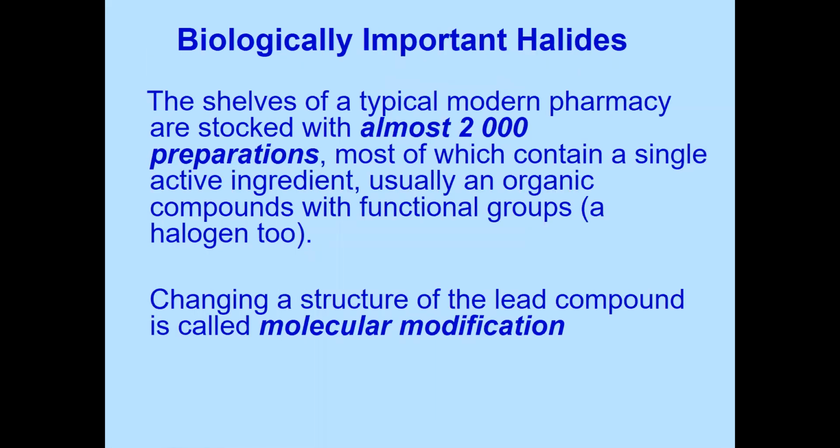Biologically important halides. The shelves of a typical modern pharmacy are stocked with almost 2,000 preparations, most of which contain a single active ingredient, usually an organic compound with functional groups, a halogen too. Changing a structure of the lead compound is called molecular modification.